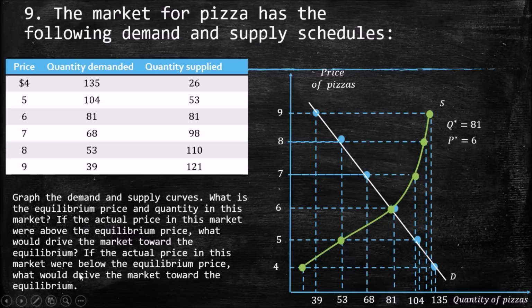So imagine that the market is below equilibrium. Imagine that the price is 5. In this case, imagine that we are here. It means that the supply is less than the demand. Okay, it's going to be an excess of demand.